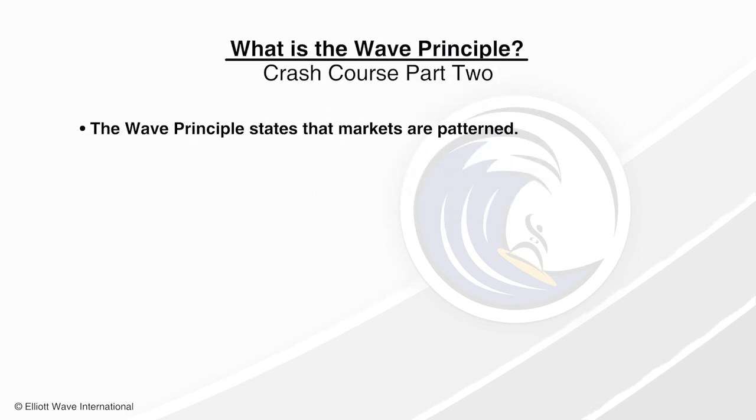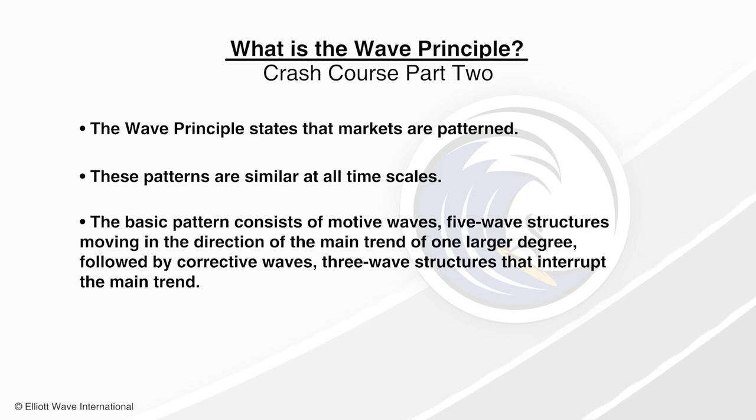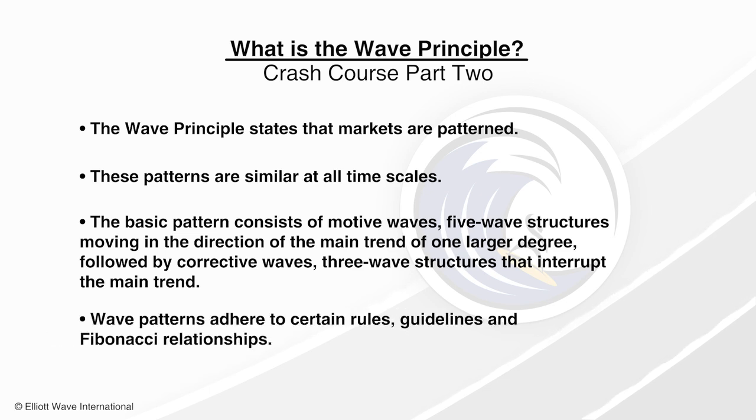Let's summarize the key points that we covered in this video. The wave principle states that markets are patterned. These patterns are similar at all time scales. The basic pattern consists of motive waves, 5-wave structures, moving in the direction of the main trend of one larger degree, followed by corrective waves, 3-wave structures that interrupt the main trend. Wave patterns adhere to certain rules, guidelines, and Fibonacci relationships.